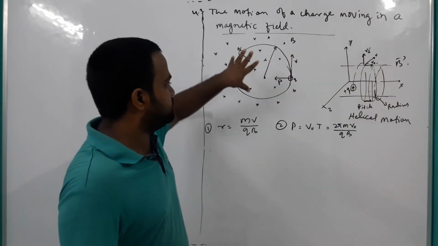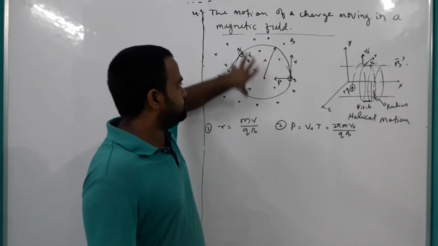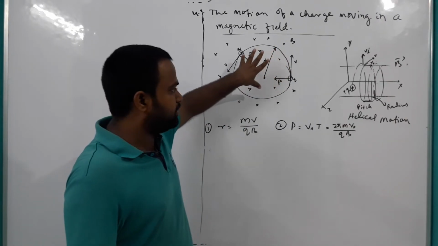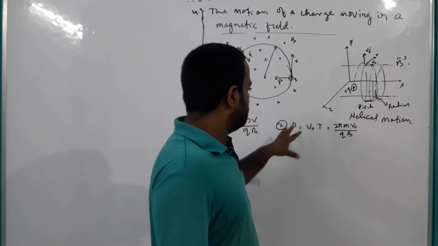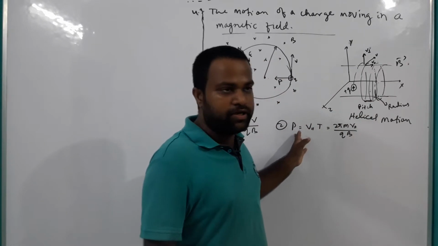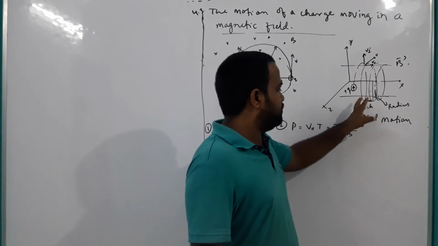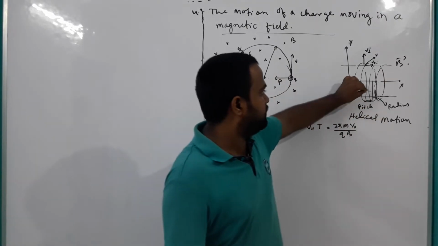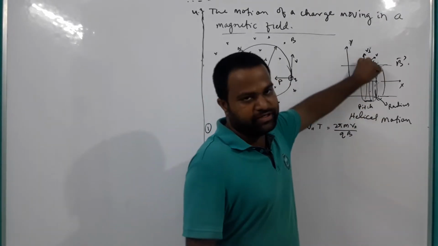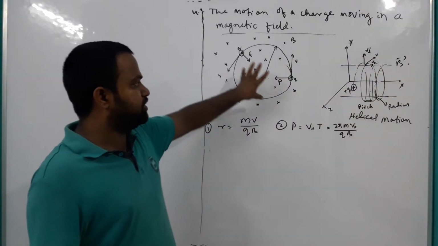So our target is basically to find out what will be the radius of the motion of the charge particle, and pitch. Second thing, we will calculate pitch. What is the pitch? Pitch means what will be the distance covered by the particle in one rotation. So two things basically we will calculate. The two conditions are different.